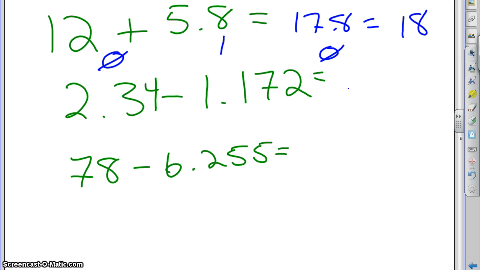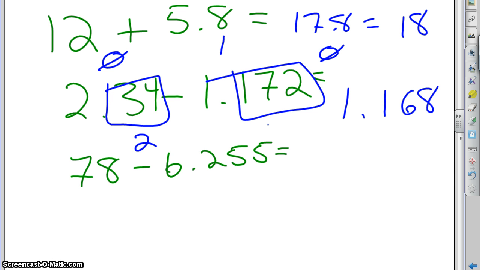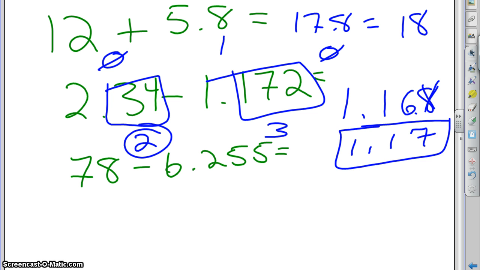Over here, 2.34 minus 1.172. Oh goodness, can I do that one in my head? We got 1.168. How about that? Maybe that's right. We'll see. And that's what your calculator says. But now we're going to count digits to the right of the decimal. We got 2 here. We've got 3 here. And so we want 2 in our answer. So we want to round it to 1.16. The 8 goes away. However, since 8 is bigger than 5, we're going to call it 1.17, round that up, and that is our answer.